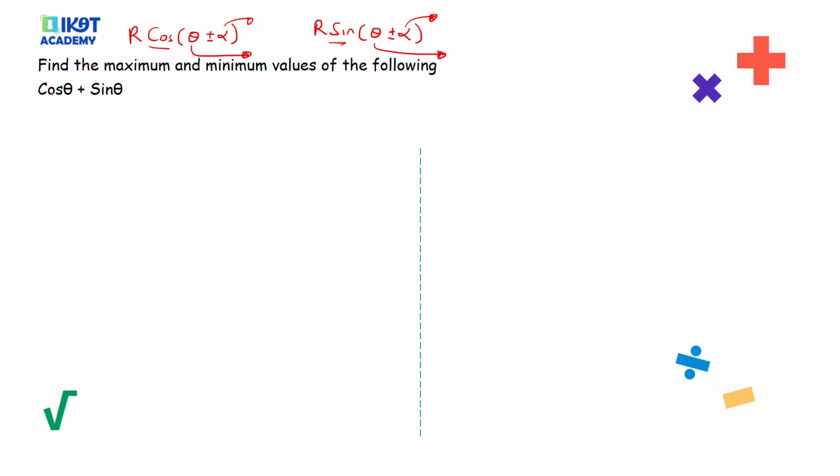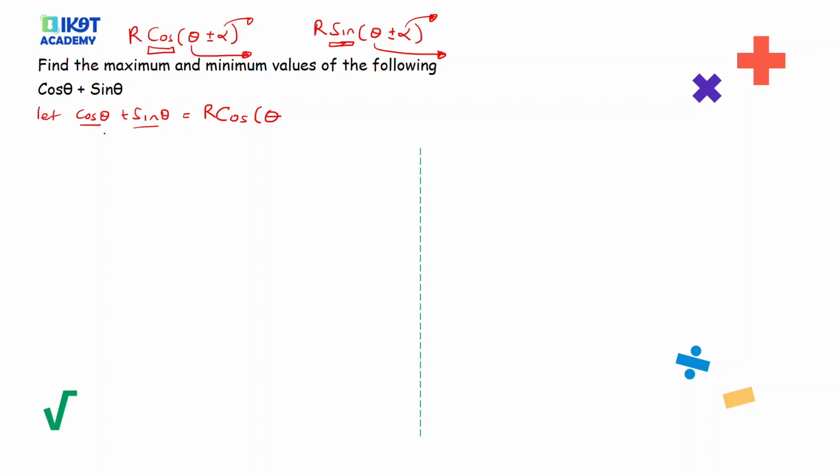So let me say, let cos theta plus sine theta be equal to r. What determines whether it's cos or sine is the first expression, because you see this has two expressions, cos theta plus sine theta. Here cos is coming first, so it's r cos, and the first term when you open this bracket should be theta. That theta represents whatever is in the question, the unknown in that trigonometric expression.